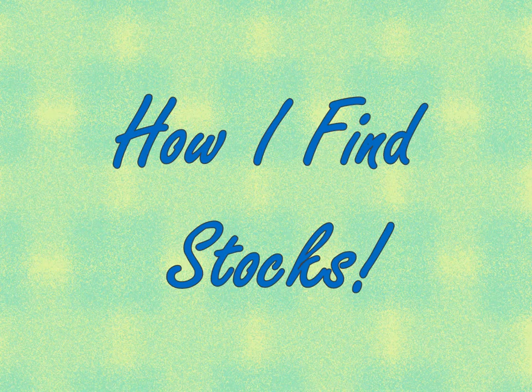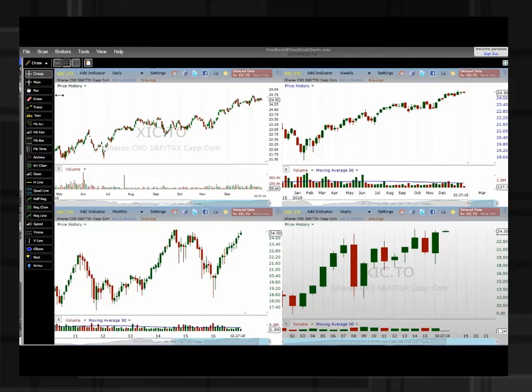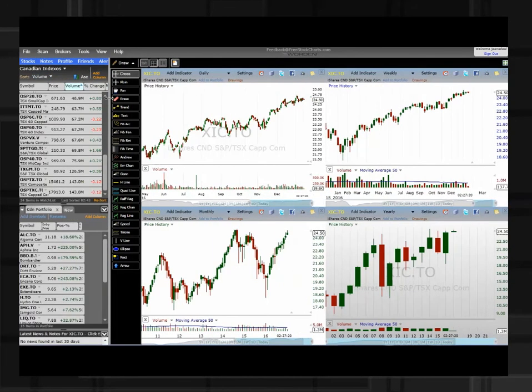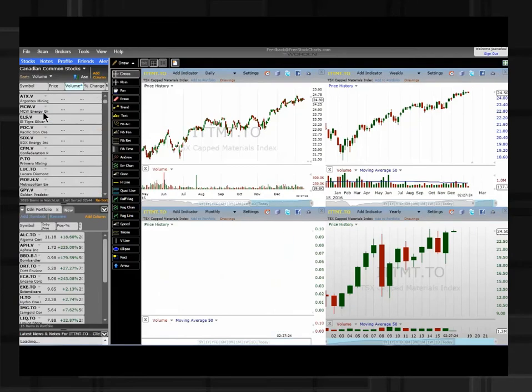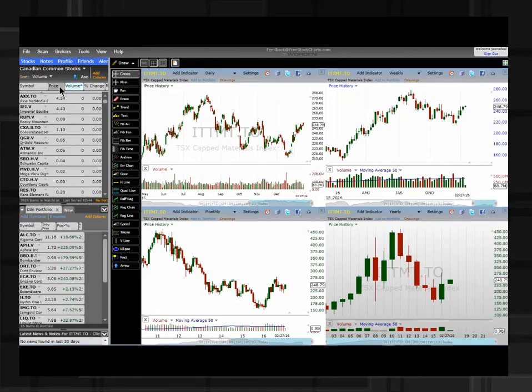Now I'll talk about how I find stocks. Free Stock Charts has great scanning features in stock categories. There's one that lists Canadian common stocks found on both the TSX and TSX Venture exchanges. I can sort by volume, price, or by other criteria to specify my search. There's also a list for Canadian ETFs, and I can sort the same way. These lists don't have every single stock, but they cover most of them.